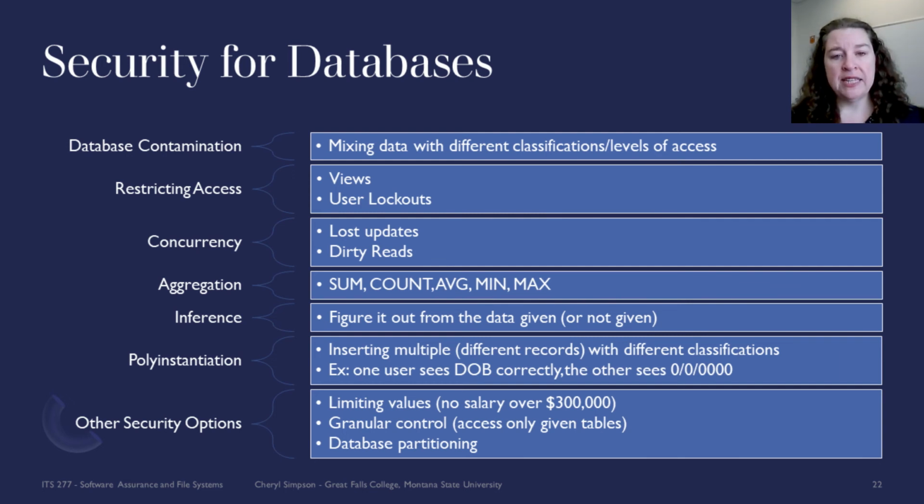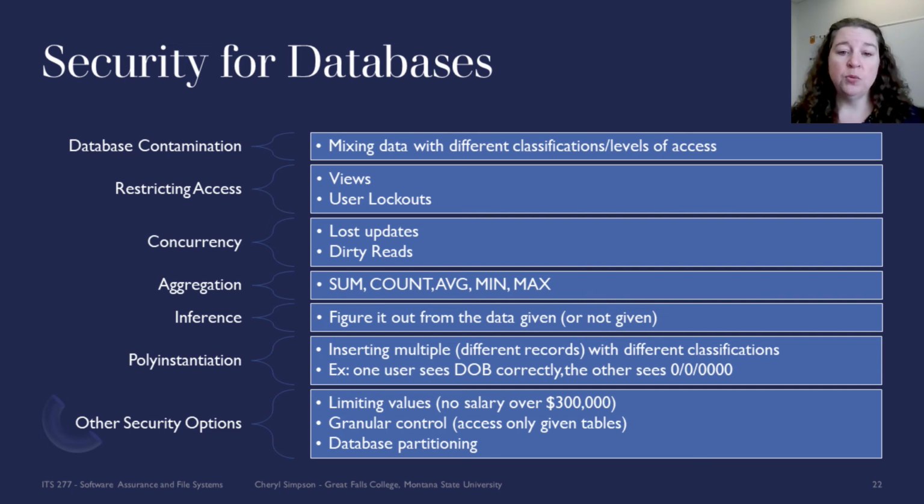We use polyinstantiation to allow there to be different records for different classification. This goes with data contamination. So polyinstantiation, similar to polymorphism from object-oriented programming, polyinstantiation means multiple instances. We are creating multiple instances or different records with different classifications. If you are classification A, you can see somebody's date of birth. If you are classification B, you just see 000. So different values based on your individual classification. That's polyinstantiation, multiple instances of data.